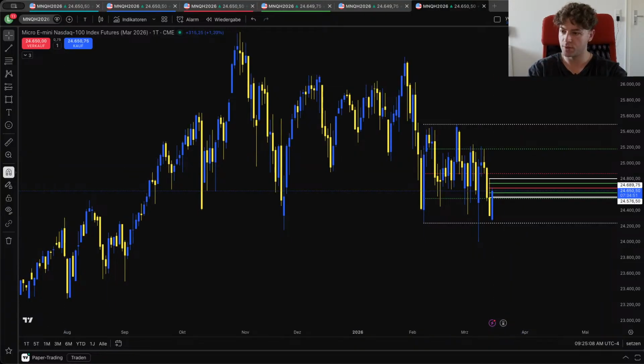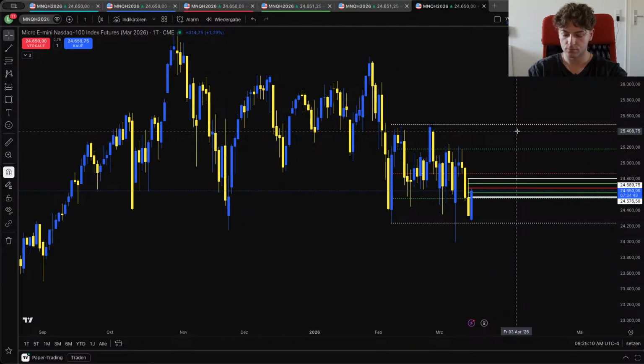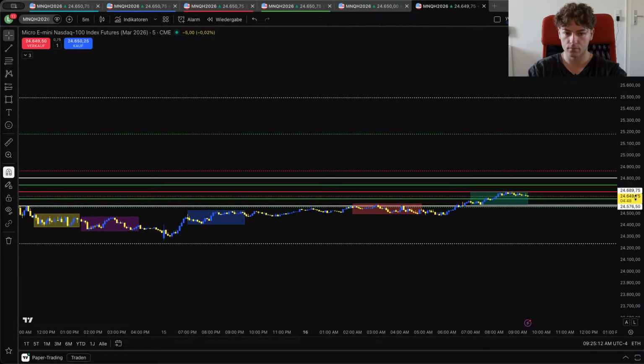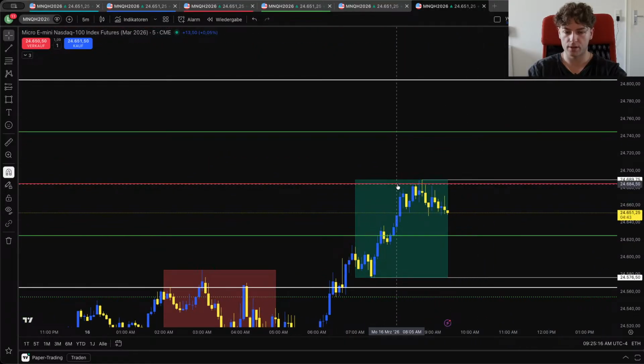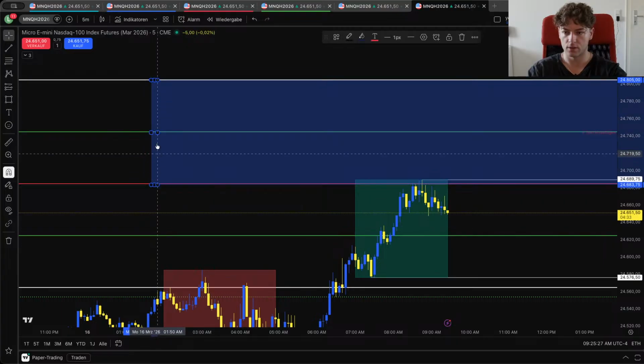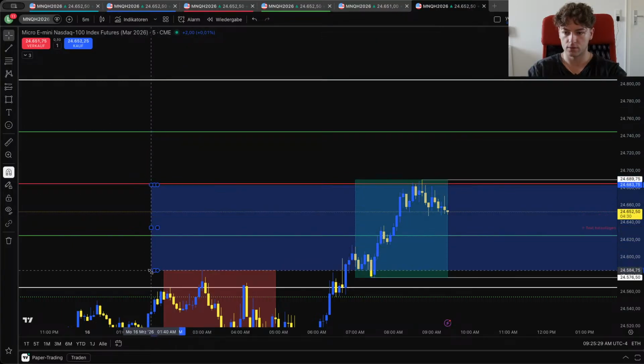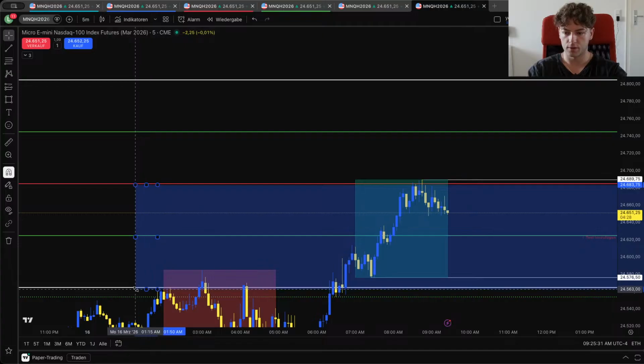Market opens in 5 minutes. Price is still respecting the midpoint of their wick, so we don't want price to trade up into the upper half; we want it to stay in the lower half. Okay, so the upper half would be this, obviously, and the lower half would be this.